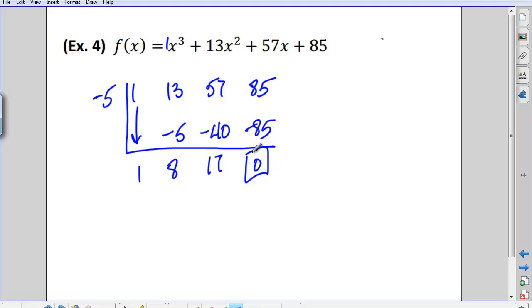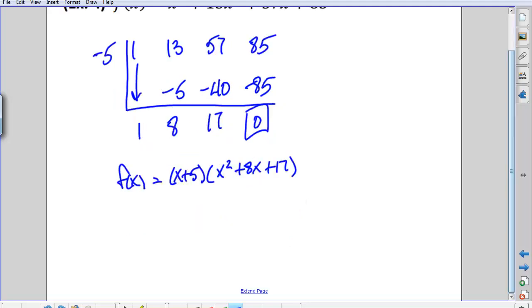Multiply and add all the way across. So my function then is x plus 5 times, this was x cubed. After one round, this is x squared plus 8x plus 17. So I found my real 0. I know negative 5 is my one real 0. Now I've got to look at this piece right here and say, okay, can I solve this equation? Can I find out what the zeros are there?